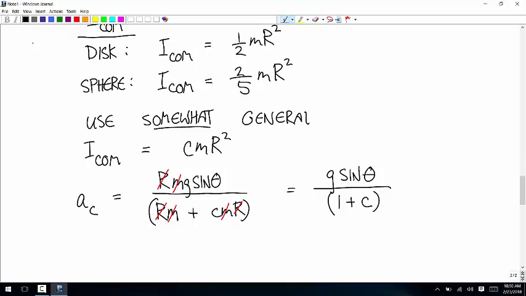Okay, so if you increase the denominator, you decrease the acceleration, right? And so up here for a disk, the value of that constant c is 0.5. For a sphere, it's 0.4. So you're going to get a smaller acceleration of the center of mass for a disk than you are for a sphere.